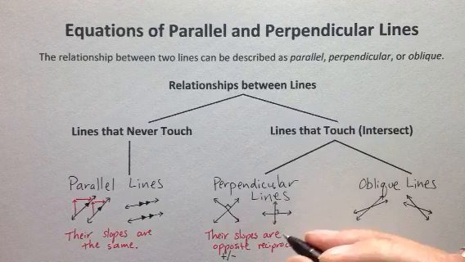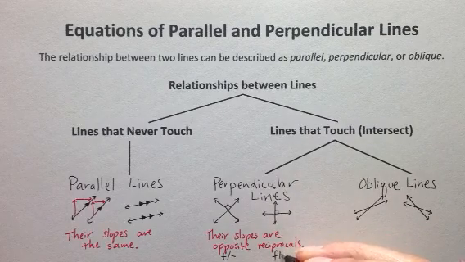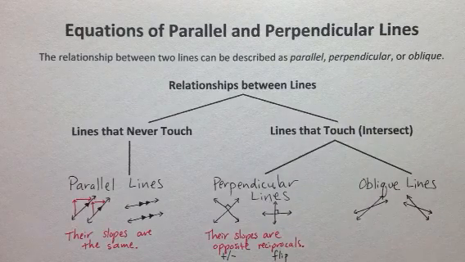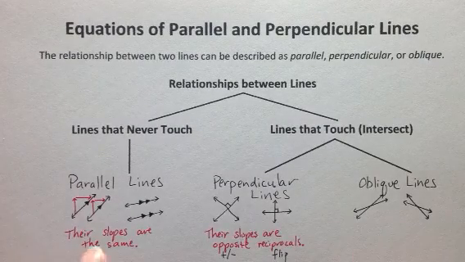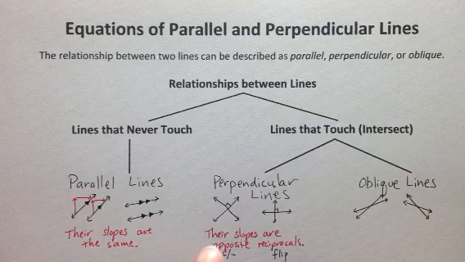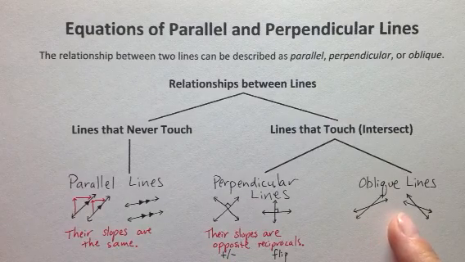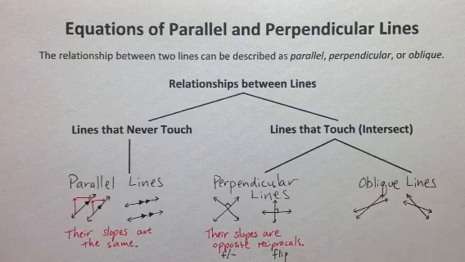That's when you take a fraction and you flip it. Okay, very technical word there, flip. Turning a fraction upside down. So if they're not the same slope, and they're not opposite reciprocals, anything else is going to be oblique. Okay? Alright, so let's look at some examples.